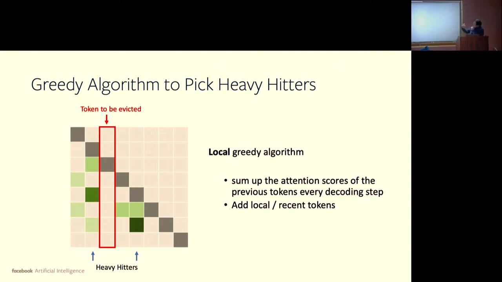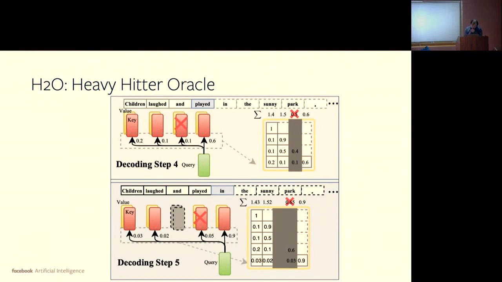That is basically a local greedy algorithm. Every decoder step, you sum up the scores of the previous tokens, and you drop the tokens that have the lowest accumulated attention score from all the previous rounds, right? So you only keep a budget of your KV cache tokens, and you get rid of the tokens that fall below the bar for the cumulative attention score. That's basically the idea, very simple.